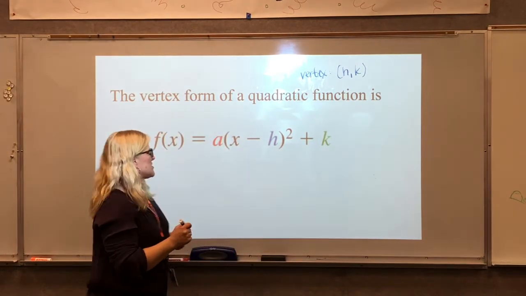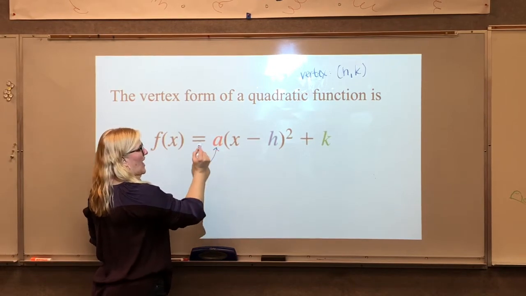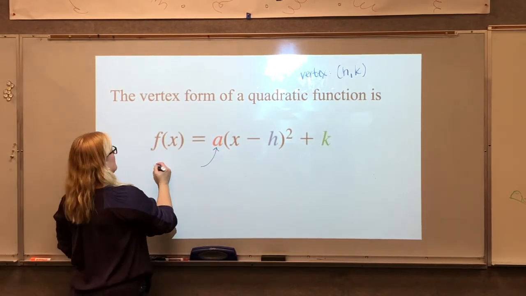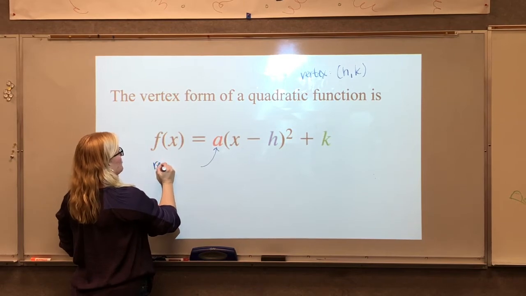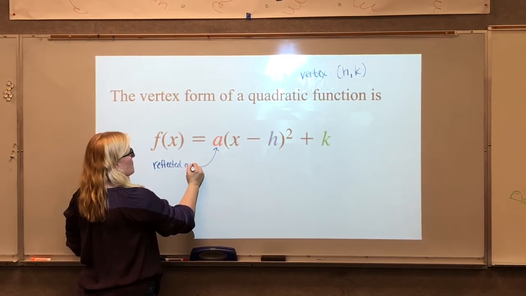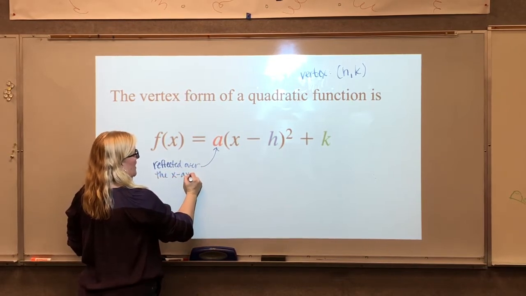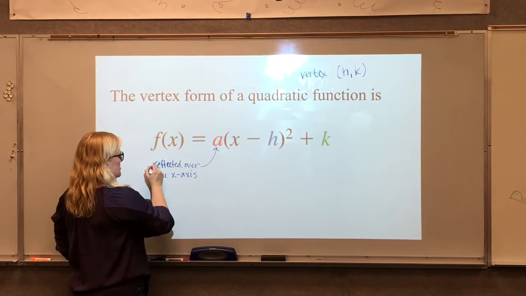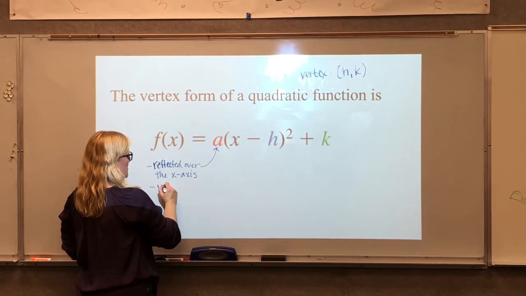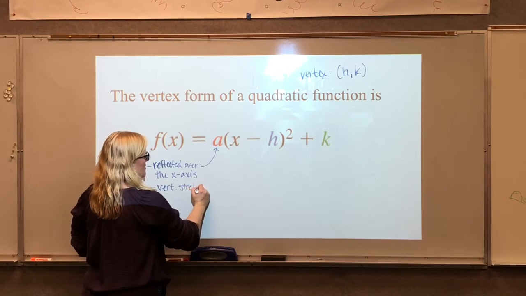But one thing I wanted to point out was that when it's in this form, a tells us if it's reflected over the x-axis, if it's negative, and it also tells us the vertical stretch and shrink.